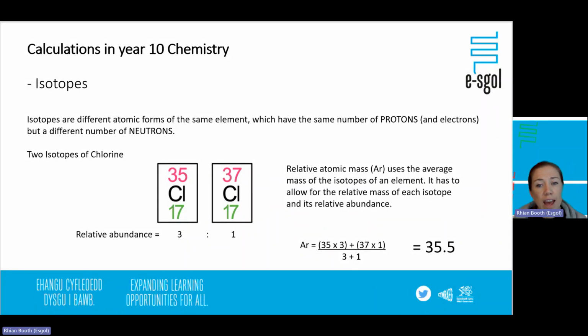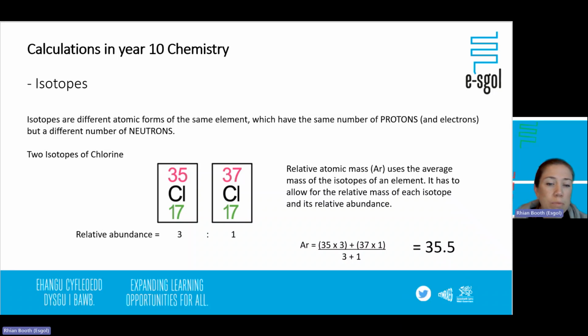So in order to do that, okay, we have to consider its relative abundance. And as you can see underneath the symbols for both, the relative abundance of these two isotopes is 3 to 1, okay? So there's 3 times more chlorine 35 than there is of chlorine 37. So we need to take this into consideration when we calculate the relative atomic mass, and there's a calculation there for you on the bottom right.